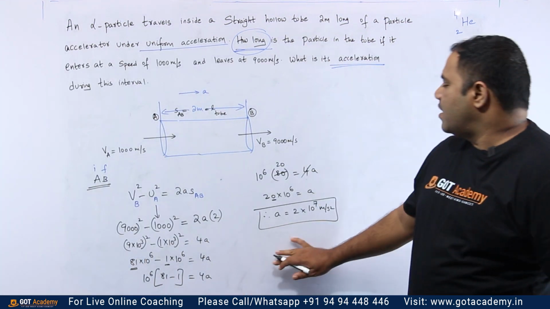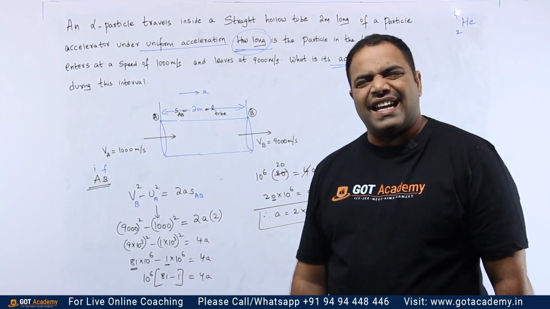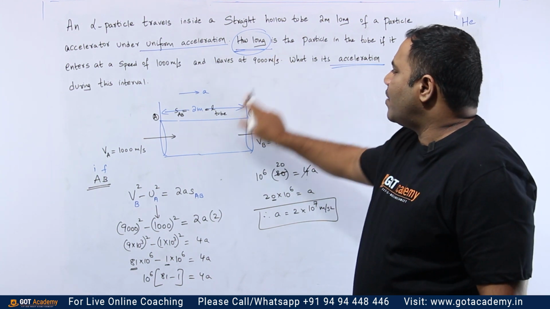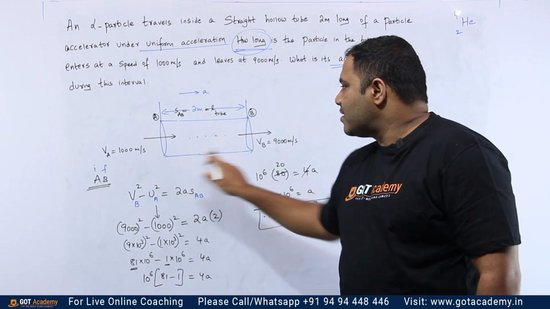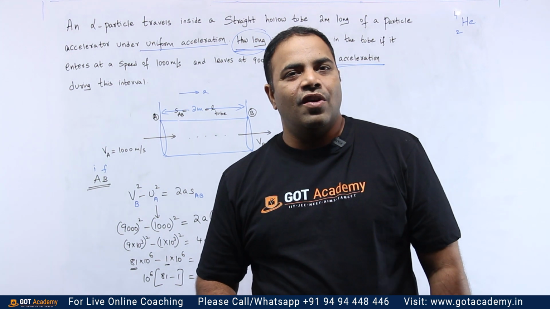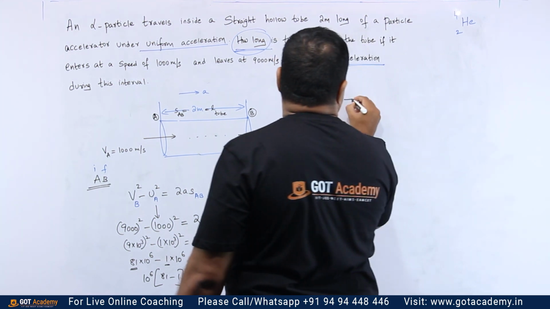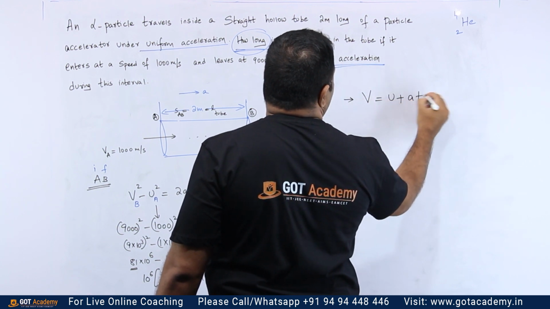So the acceleration in this case is 2 into 10 to the power of 7 meters per second square. Now the other one is the time: for how much amount of time the alpha particle is inside the tube. So how to find time if two velocities are known? You better go for equation number 1, that is v = u + at. So next, equation number 1, v = u + a into t.